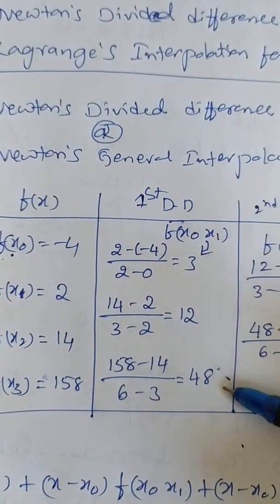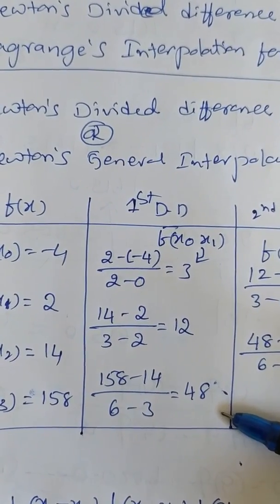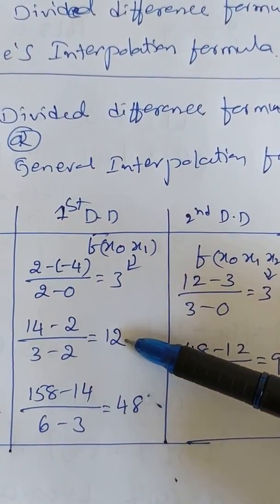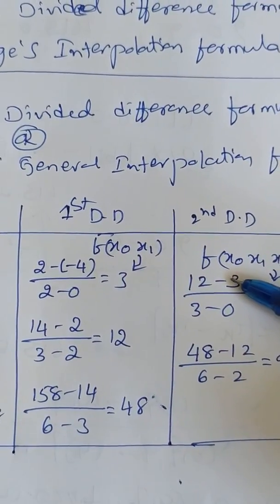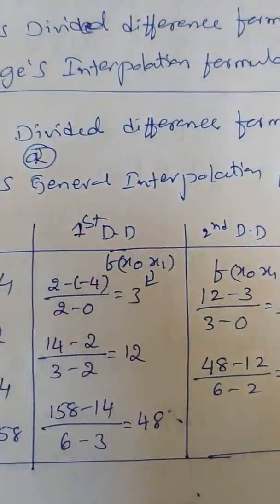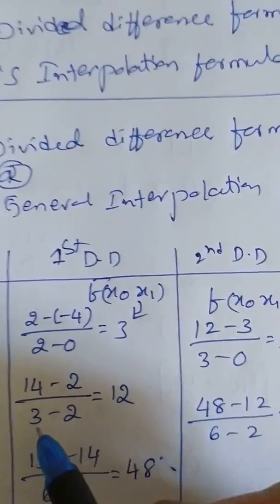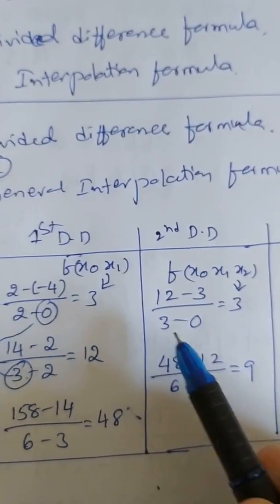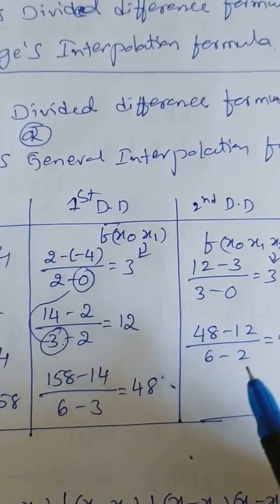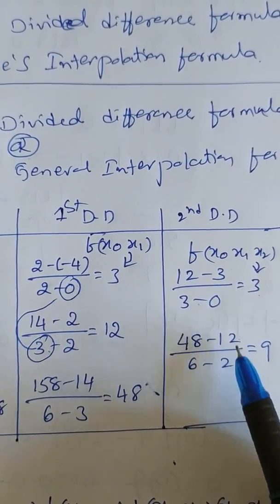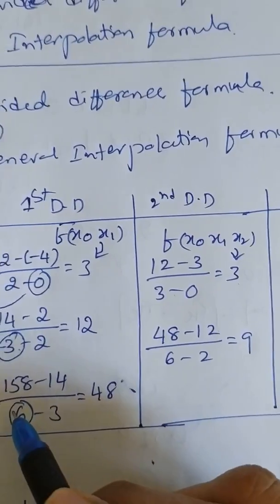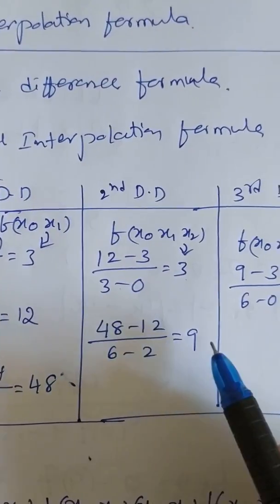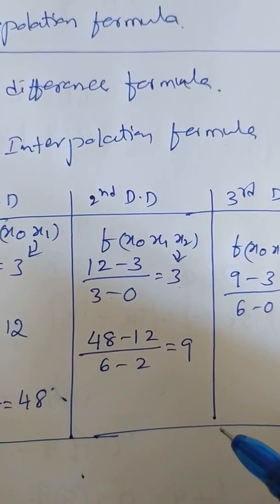Okay, these values give the first divided differences. By using first divided differences, we can find the second divided difference. See, second divided differences. 12 minus 3. Denominator is very important. See here, 3 minus 0. 12 minus 3 divided by 3 minus 0 is 3. Next, 48 minus 12 divided by 6 minus 2. Got it? 6 minus 2. That is equal to 9. These two values are called second divided differences.